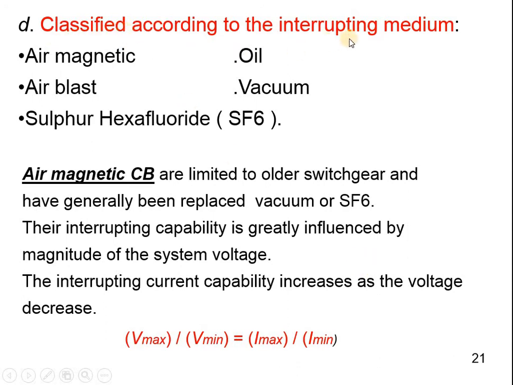The fourth classification is depending on the interrupting medium. So we can interrupt with the help of oil, vacuum, SF6, air blast and air magnetic circuit breaker. For simplicity, I have considered that air magnetic circuit breakers are limited to older switchgear and have generally been replaced by vacuum or SF6. Nowadays we are using SF6 or vacuum in the substations.